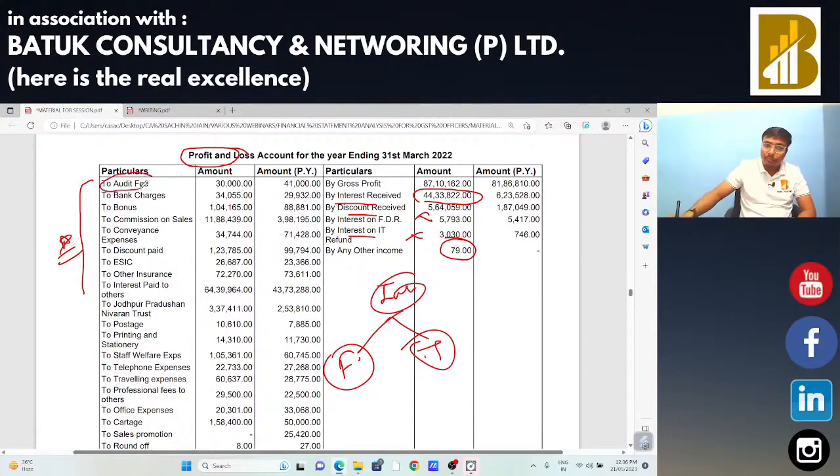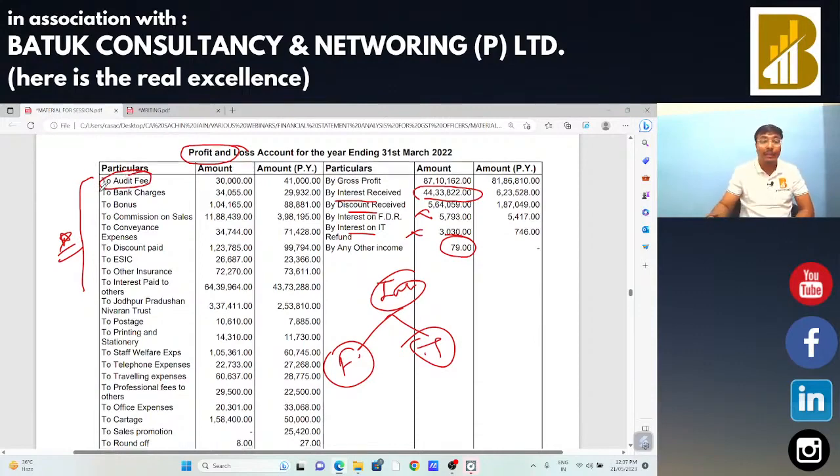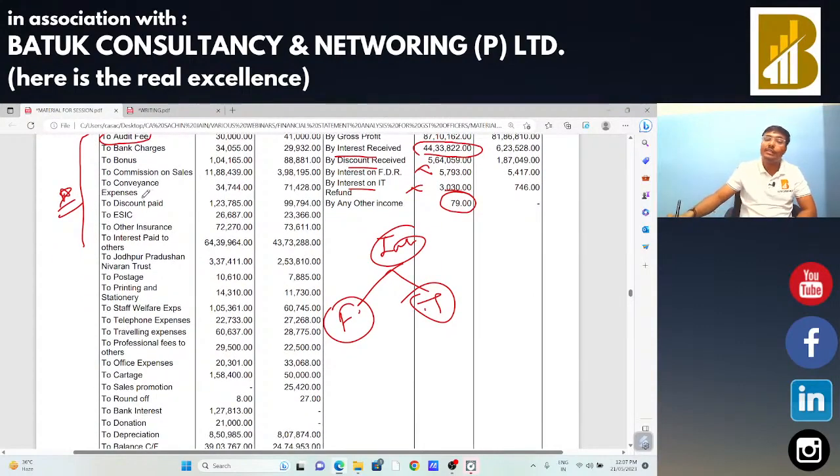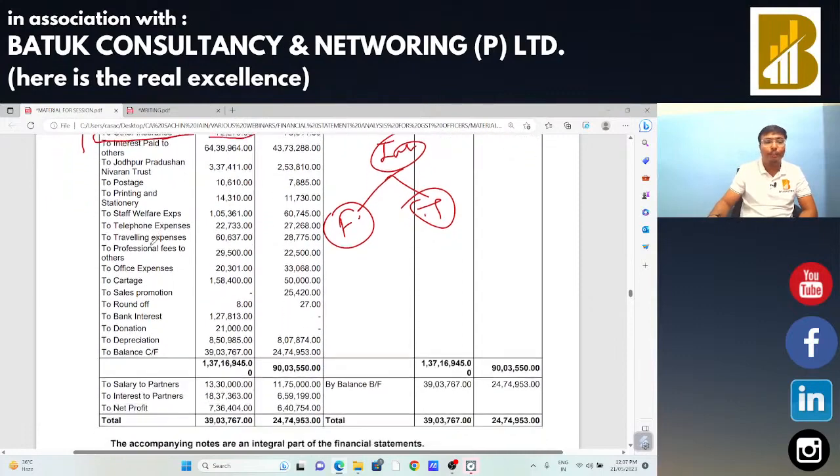Audit fees, same point, we are going to check whether legal fees have been merged here. Bank charges okay, commission on sales is okay, conveyance expense, discount paid, other insurance we are going to check the nature of insurance. Printing and stationery, traveling, professional fees to others, we are going to check whether the legal fees are included in that professional fees or not. Office expenditure, cartage, bank interest, donation, depreciation, everything is okay.